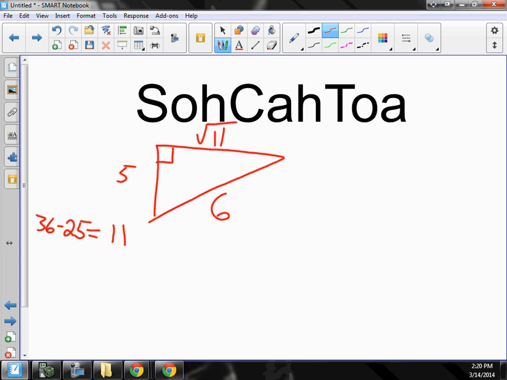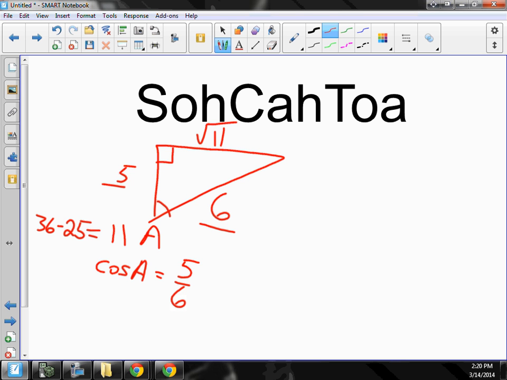What about the angles? Can I find the angles? Well, if I called this A, I know that the cosine of A is equal to the adjacent over the hypotenuse, 5 over 6. If I know the ratio, can I figure out the angle? How would I do that? The inverse, cosine to the negative 1.